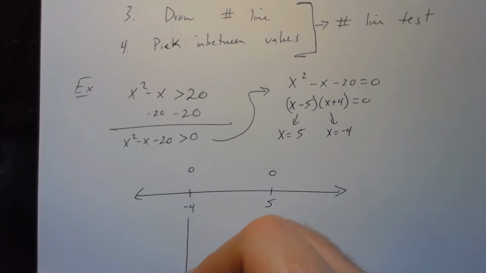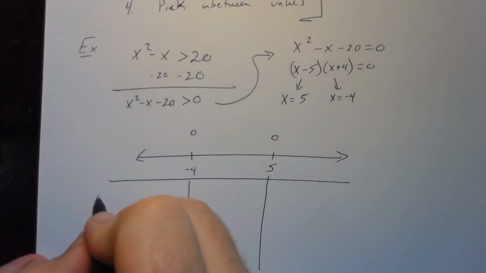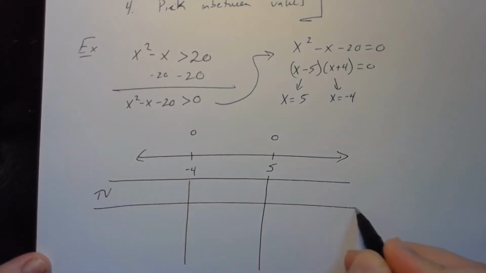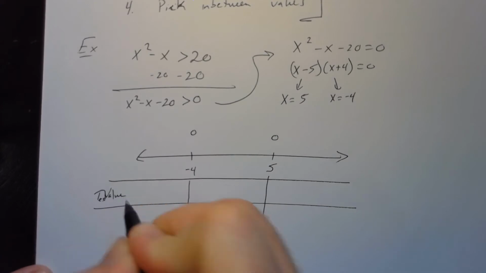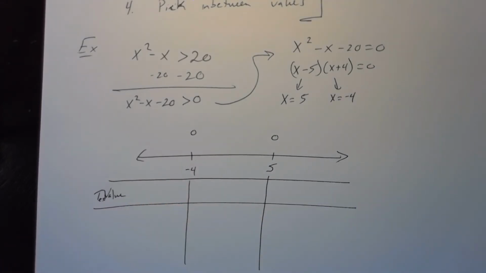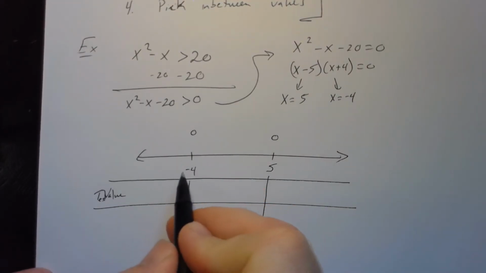Below this, I'm going to draw myself some lines and then simply create a table. The first section is the TV, or the test value, as I end up calling it. The test value is the number that you're going to plug back into the original inequality to verify whether or not it's going to work for that number. So a value that's in this section.